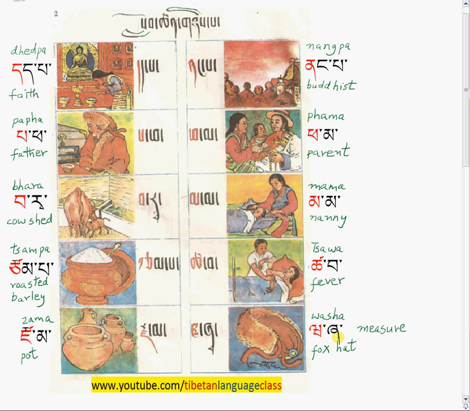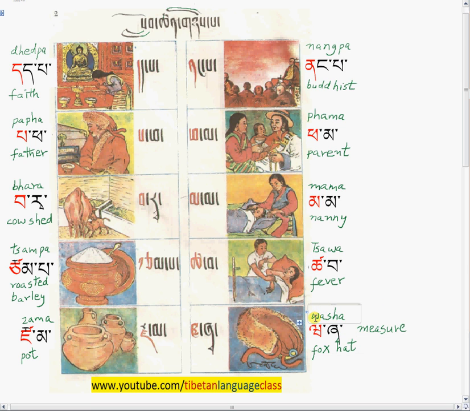So this should have, oops, yeah, something like that, just like this one right there. Okay, so that's good enough. So that's wa sha washa.